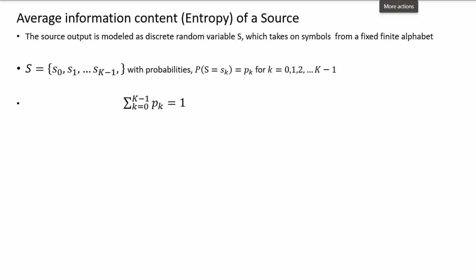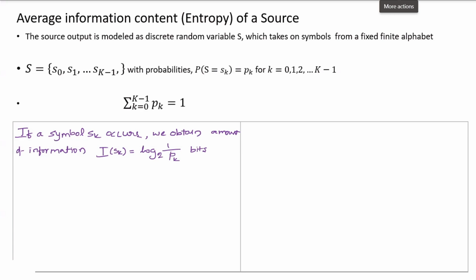To define the average information content of a source, we need source statistics. What do we mean by source statistics? We need to know what the symbols are, how many symbols there are, and what the probabilities of occurrence of these symbols are.